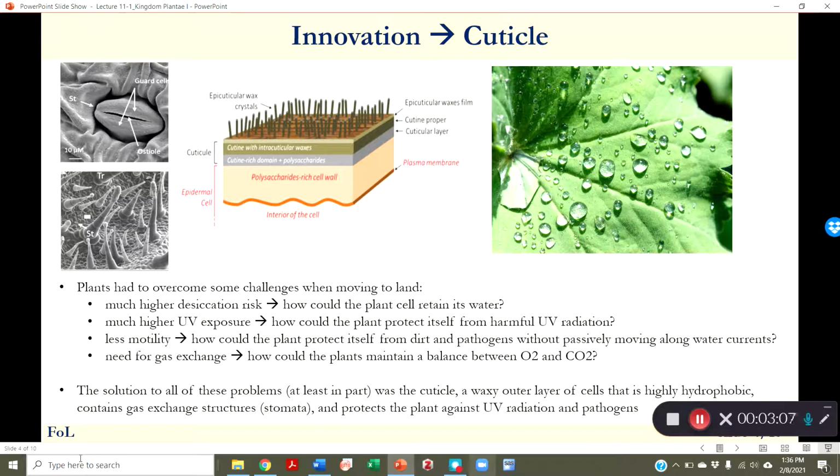And the really cool thing is that the solution to all these problems, at least in part, was the cuticle. The cuticle is a waxy outer layer of cells. It's hydrophobic, meaning that it doesn't like water, so you can see water beads up on the surface of plants because of it. It contains gas exchange structures right here. Those are called stomata. And it protects the plant against UV radiation and pathogens. We can see this in these trichomes on the surface of these leaves.